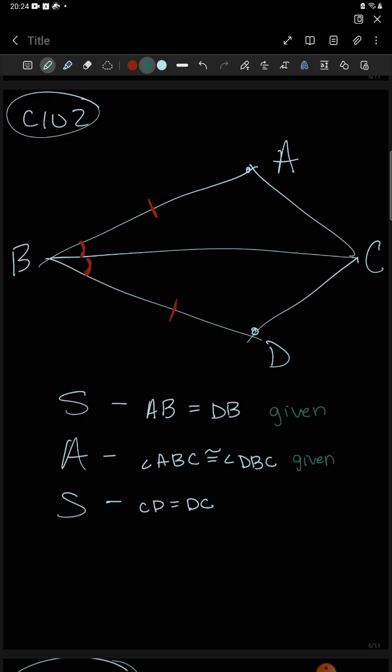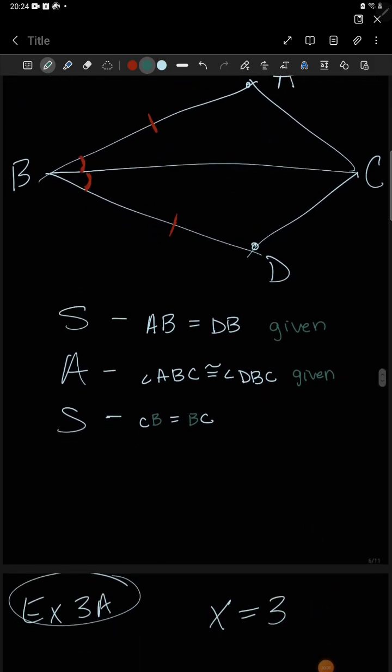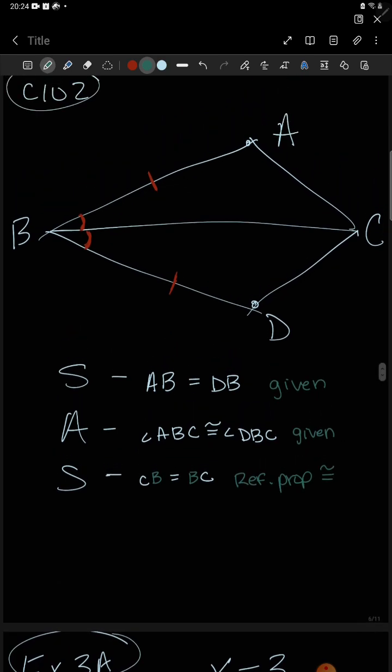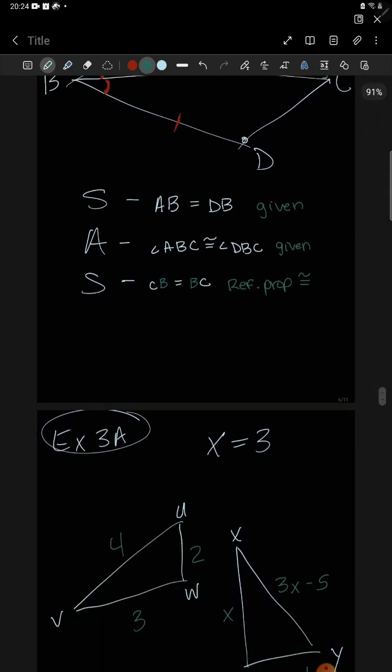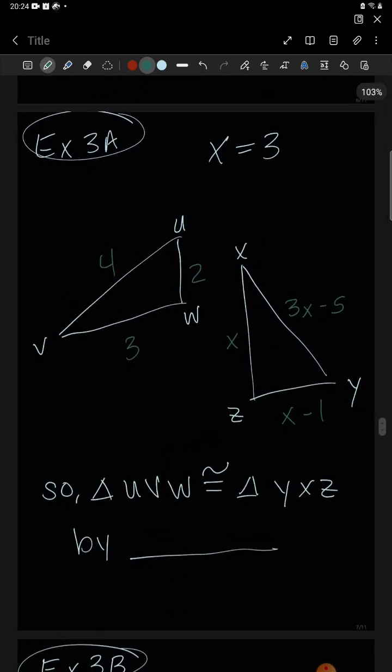Okay? The only thing left to figure out really is why. Why is CB equal to BC? If you said by the reflexive property of congruence, you would be correct because they share that side. Easy peasy stuff, right?